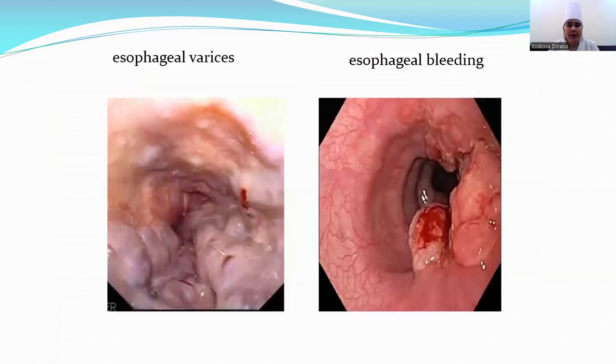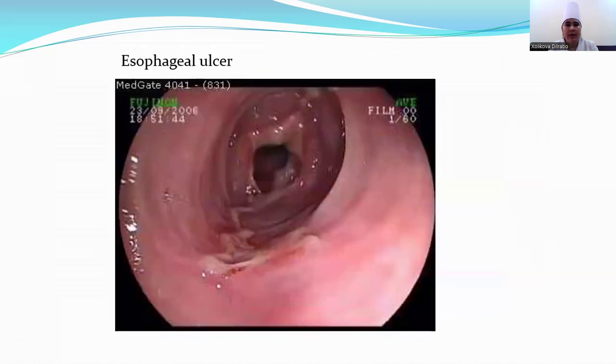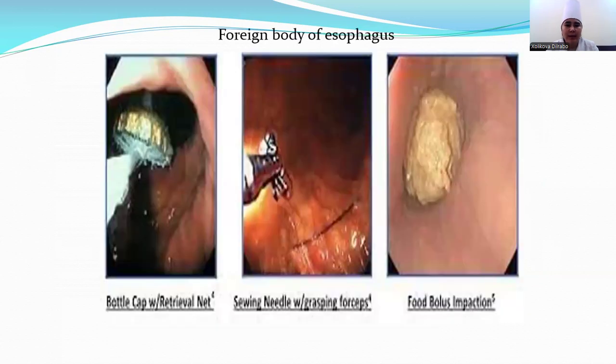It is esophageal varices. It is esophageal bleeding. And also, we can identify esophageal ulcer. Then we can identify foreign body of the esophagus. Not only identify, but also we can remove this foreign body of the esophagus by fibroendoscope.